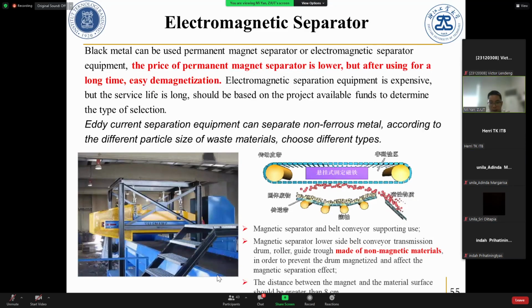So mechanical sorting has two kinds. One is permanent and the other is electrical. Now we usually use the electrical magnetic one, which makes operations easy.